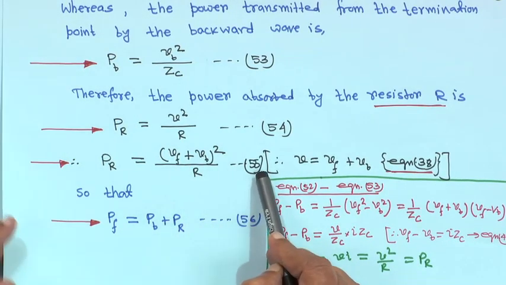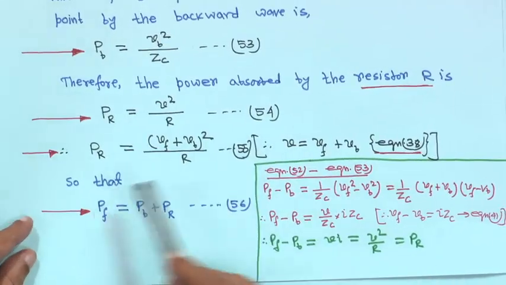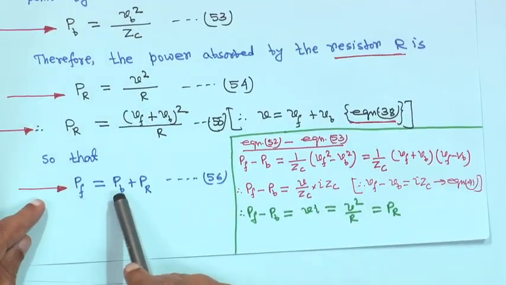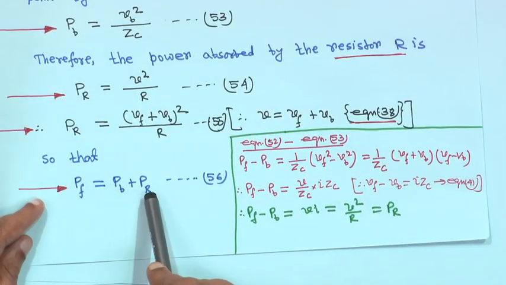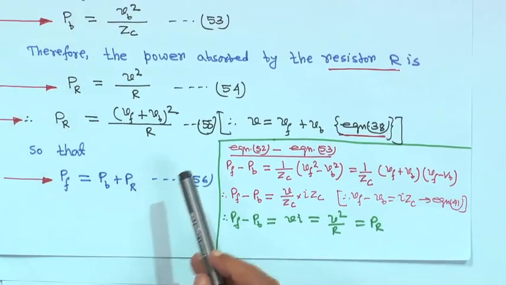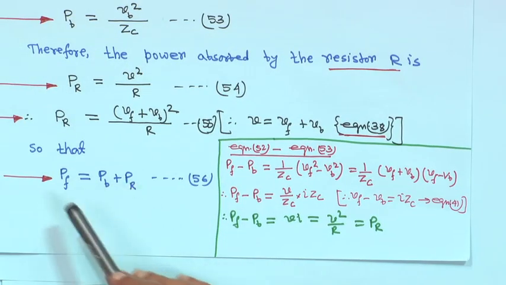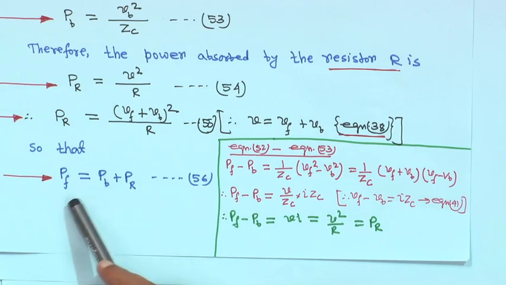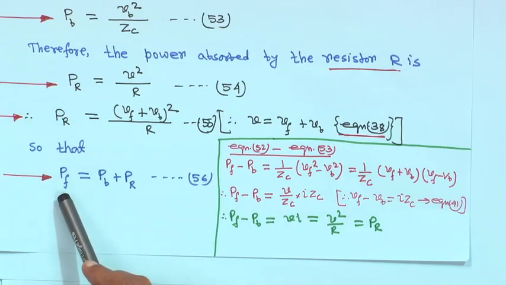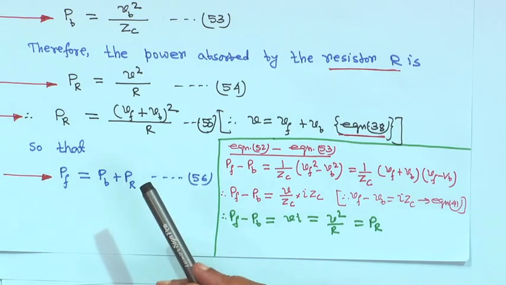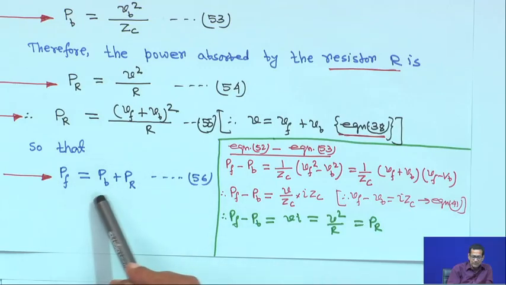This is equation 55. Now, Pf will be equal to Pb plus PR. Do not get confused and hurriedly write Pf plus Pb, no. Pf will be Pb plus PR, because from common sense you can make out that Pf is the forward wave. Something will be reflected back and some will go to the resistor. So, Pf will be Pb plus PR.